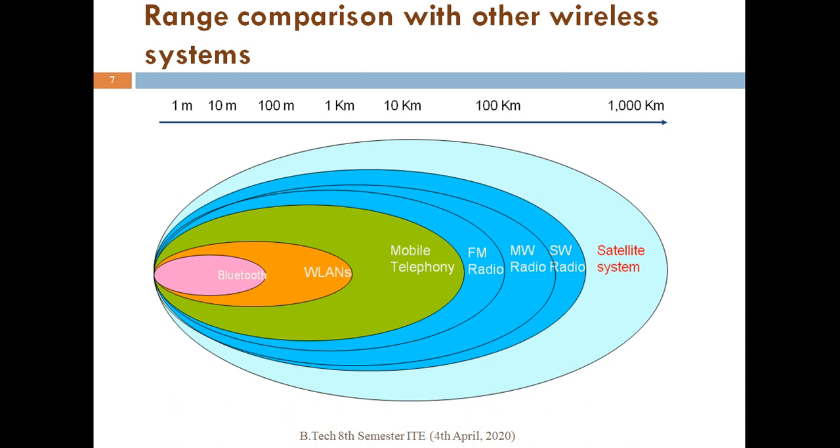Giving a short look at some important wireless networks, if we compare with regard to range, you see satellite communication is on top. We have Bluetooth, a very small range wireless network, we have wireless LANs, then we have mobile telephony, the FM radio, medium wave radio, short wave radio, and finally we have the satellite. So among these wireless networks, the satellite system is a wireless network with a much bigger range. That is, for long distance communication, we use satellites. For interspace communication, for satellite to satellite communication, we make use of satellite communication.